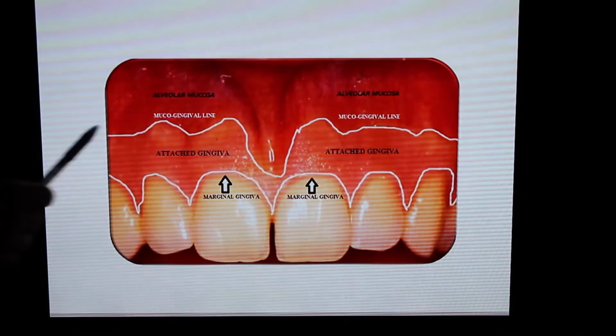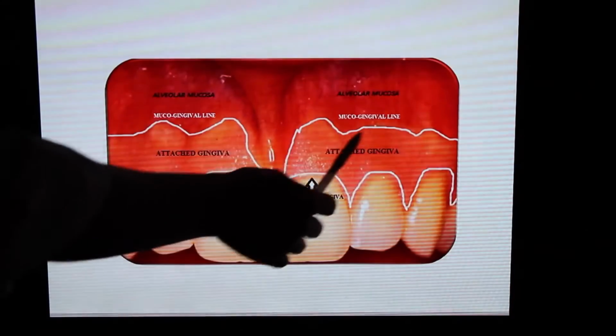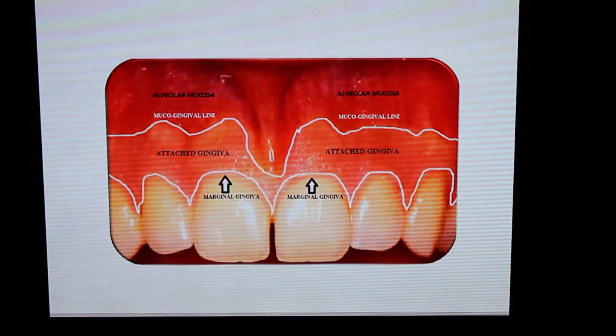After this, there is another scallop line you will see. It is known as mucogingival junction, which separates the attached gingiva from alveolar mucosa. Mucogingival junction is again a scalloped line. Alveolar mucosa is non-keratinized. It is more red in color because it is more vascular than the attached gingiva.